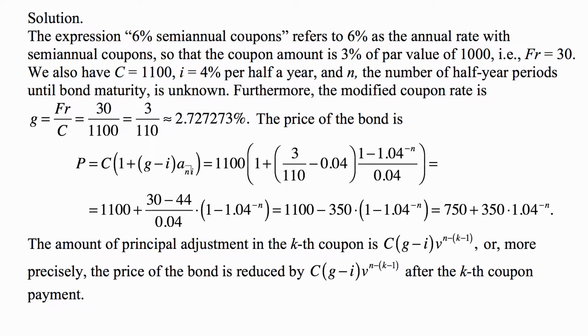Or more precisely, the price of the bond is reduced by that amount, if the principal adjustment is downwards, after the kth coupon payment. However, in this case, G is equal to what? 2.723, or approximately 73 percent, and I is 4%. This number is negative. So the price of the bond at each coupon payment is not reduced, it's adjusted upwards.